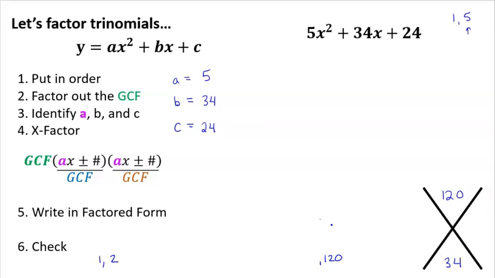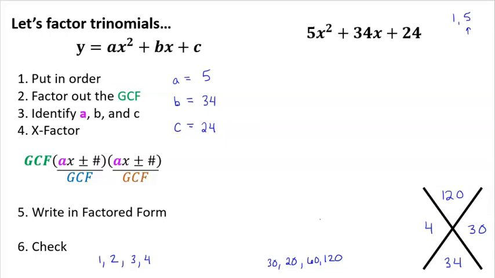So I know there's a lot of factors in 120, so I'm going to start far apart. And I've got 2 times 60. That can either give me a 62 or a 58, and so I'm not even close yet. And so 3 and 20. And then 4 and 30. And 4 and 30 can give me a 34. Positive 4 times positive 30 gives me 120. 4 plus 30 gives me 34. Now I can go ahead and start writing.